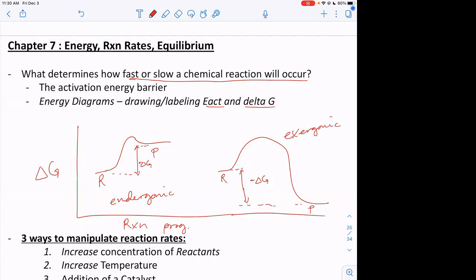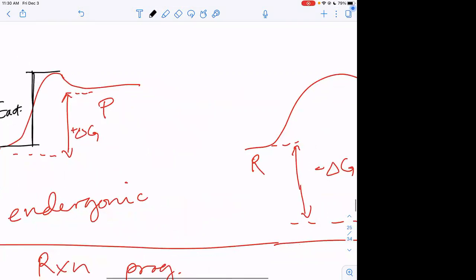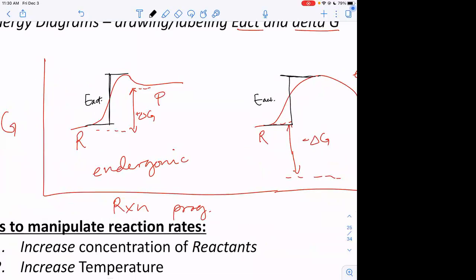Now, which one's faster and which one's slower depends on the activation energy. Here, the activation energy looks about the same. Remember, that's the amount of energy between the reactant and the peak. So this right here is your activation energy. Over here, same idea: you take the peak, walk it over, and find the difference between the reactants and that peak. That's your activation energy, and honestly, they look about the same.